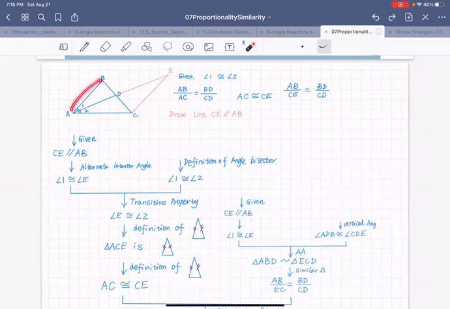Yes, this part and this part are corresponding parts. And then angle 1, the opposite side is BD. Angle E, the opposite side is CD. So we have AB over EC equals BD over CD. Does this make sense to you? Okay.